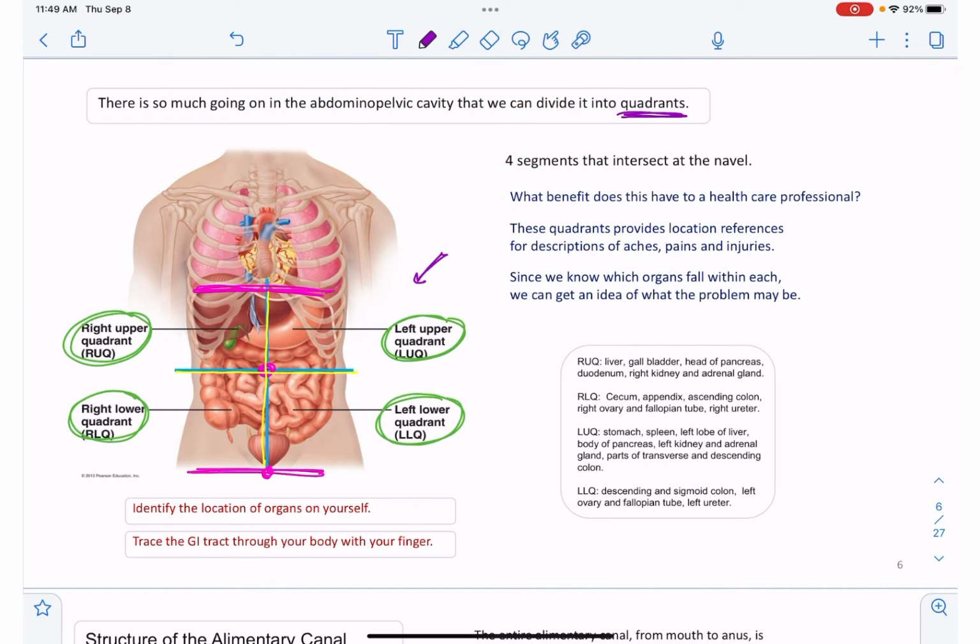For instance, up here at the right upper quadrant, what are some organs in the right upper quadrant, or what might some issues be if somebody expressed pain or discomfort in the right upper quadrant? Well, there you have the gallbladder, and so it's possible that maybe they have some gallstones up there in the right upper quadrant.